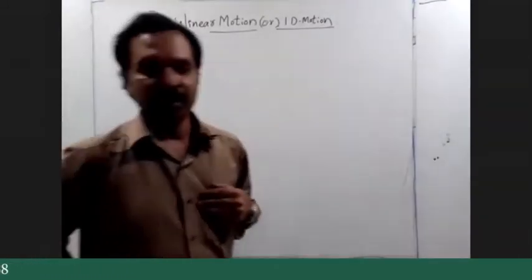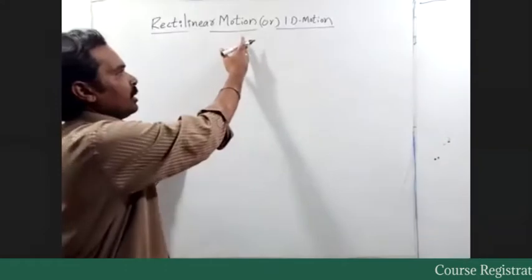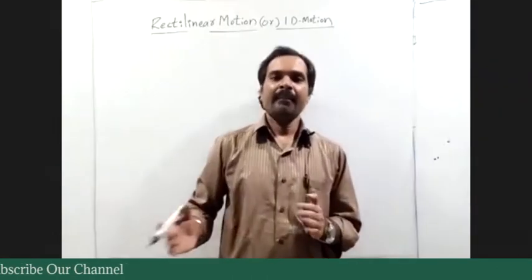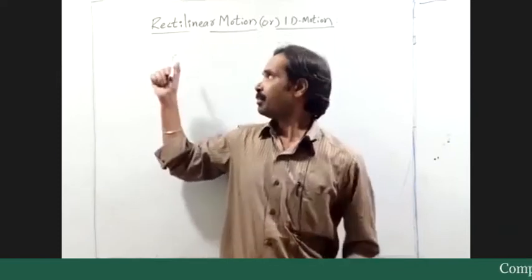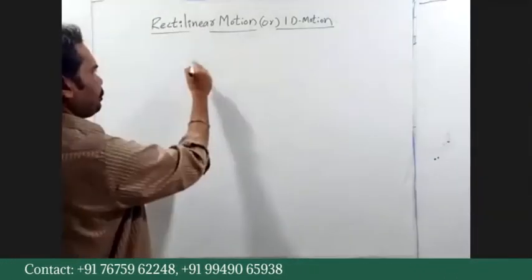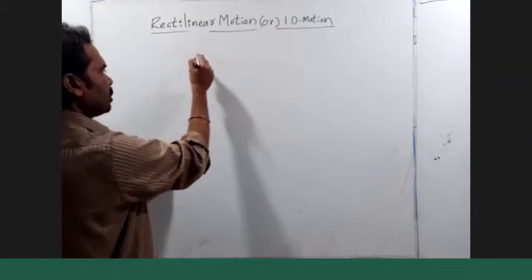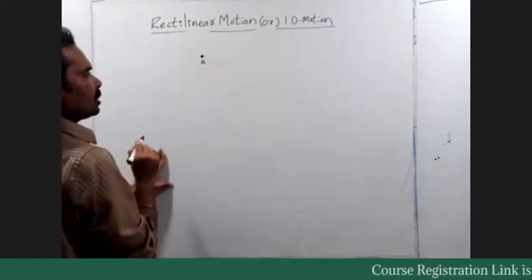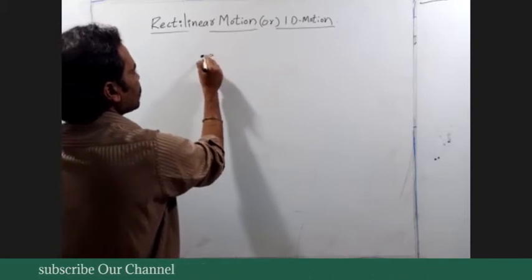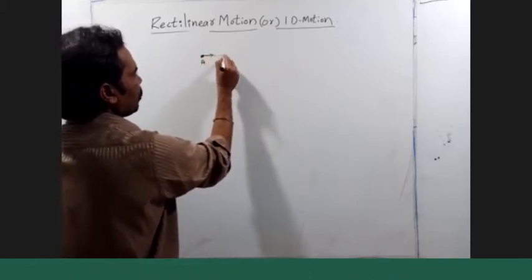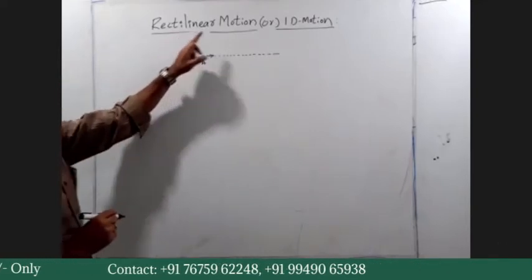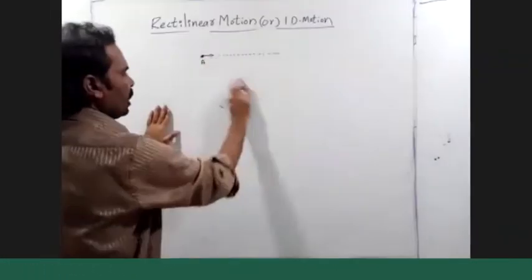So when we say an object is in rectilinear motion or one dimensional motion, when the body is moving in a straight line, then it is in a state of rectilinear motion, or one dimensional motion. Suppose this is one point in space, and at this point initially the particle is there. Now from this point the particle begins to move in a straight line in one direction. Then this particle is in rectilinear motion, or one dimensional motion.